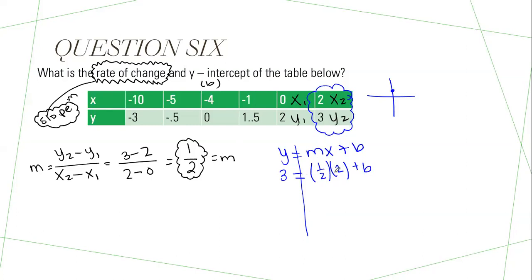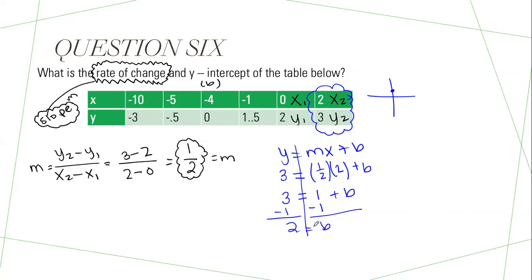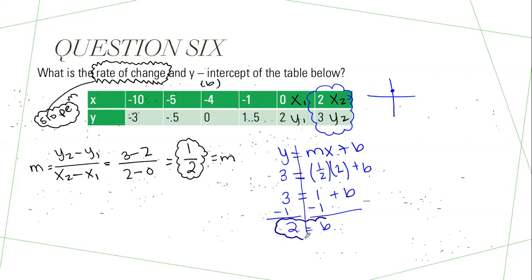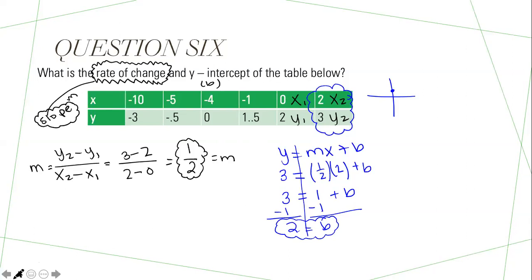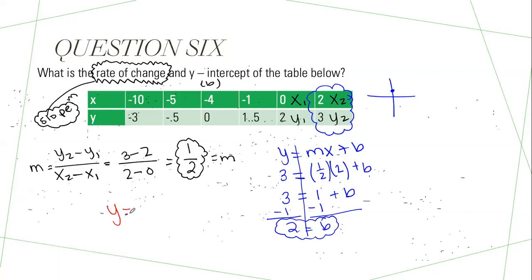So 3 equals 1/2 times 2 plus b, so I'm gonna do this 1/2 times 2. 1/2 times 2 will give me 1. So I have 3 equals 1 plus b. I'm almost there. So I did get rid of this positive 1, so I'm gonna subtract 1 from both sides, and that'll give me 2 equals b. And there's my y-intercept. So my equation would be y equals 1/2 x plus 2.